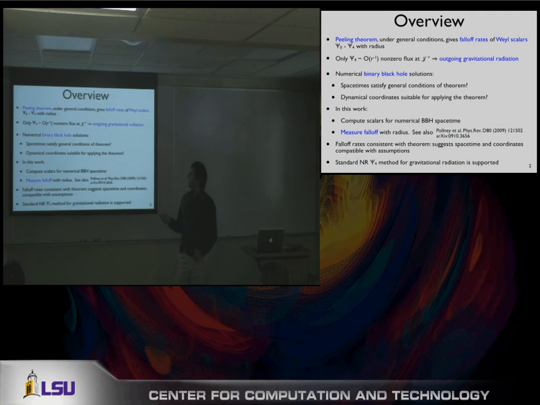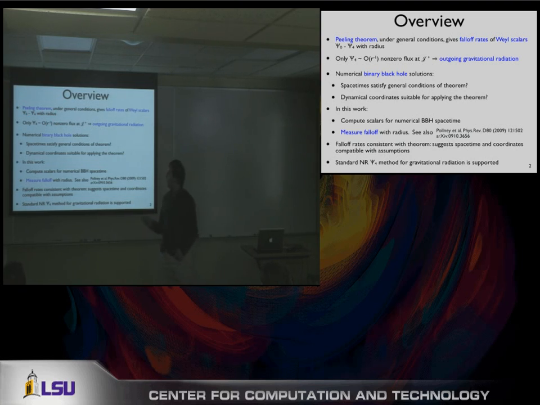The other issue is that when you say radius, the theorem tells you how the Weyl scalars fall off with radius. What do you mean by radius? This is a coordinate-dependent thing. And the question is, are the coordinates that we use in our numerical simulations, which are built based on the solution, not fixed or prescribed a priori, can we use these coordinates directly and call the radial coordinate that we use the radius that you use with the peeling theorem?